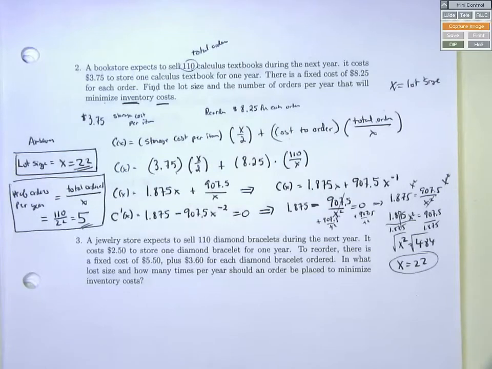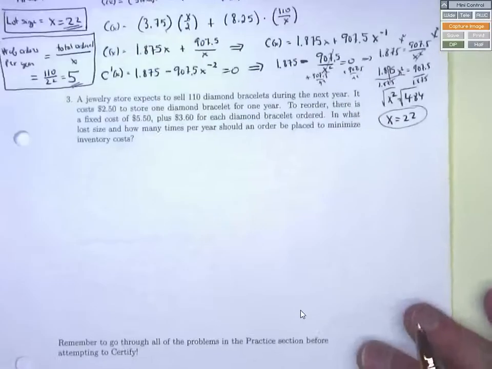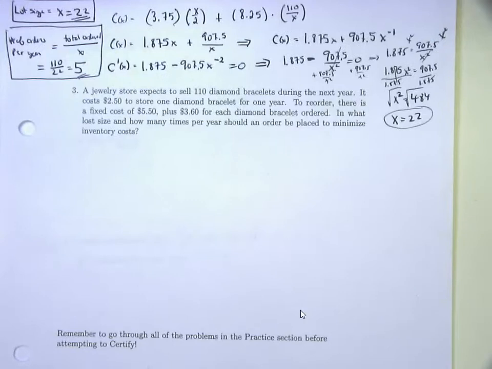All right, and a similar problem, take a look at this guy here. A jewelry store expects to sell 110 diamond bracelets during the next year. It costs $2.50 to store one diamond bracelet for 1 year. To reorder, there's a fixed cost of $5.50 plus $3.60 for each diamond bracelet ordered. And what is the lot size and how many times per year should we order to minimize inventory cost?